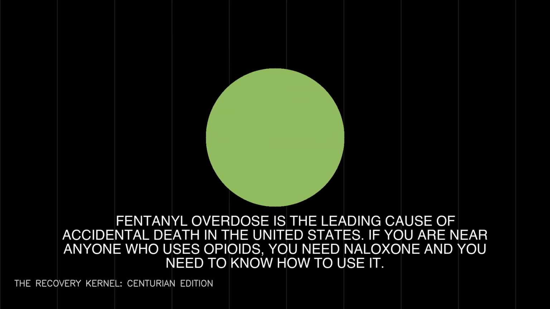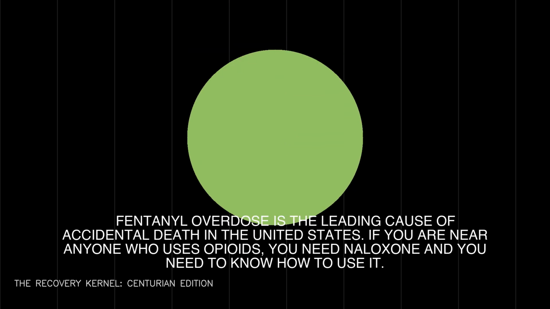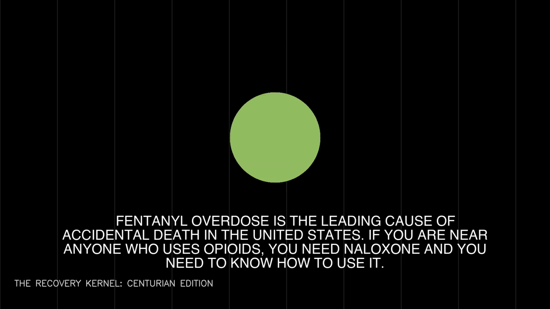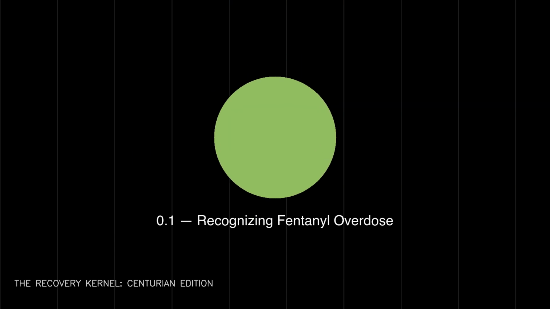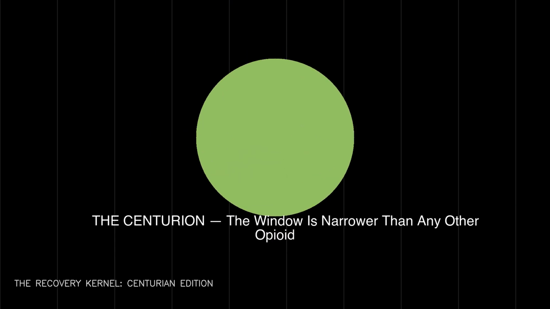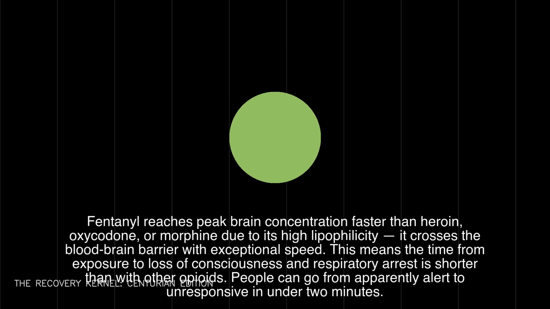Fentanyl reaches peak brain concentration faster than heroin, oxycodone, or morphine due to its high lipophilicity. It crosses the blood-brain barrier with exceptional speed. This means the time from exposure to loss of consciousness and respiratory arrest is shorter than with other opioids. People can go from apparently alert to unresponsive in under 2 minutes.